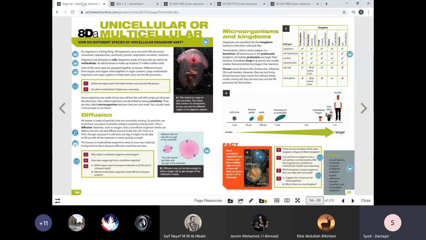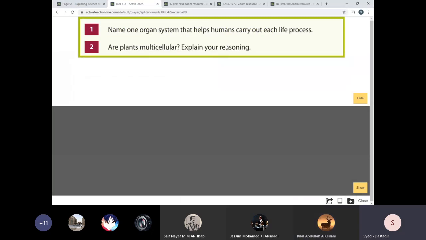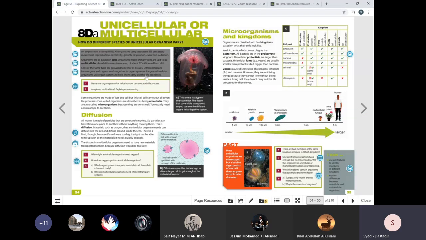Our next life process is reproduction. So that's the reproductive system. Sensitivity, growth, respiration. Bilal, you said digestion. So which life process is for digestion? Nutrition. Nutrition, great. Okay, we'll leave it for that.